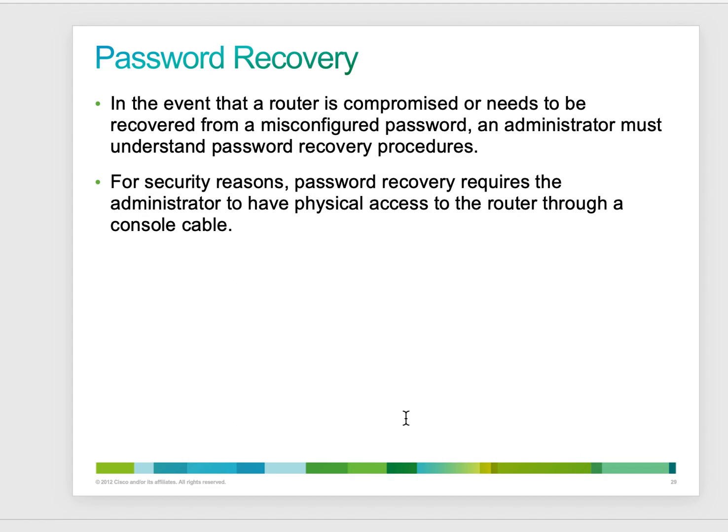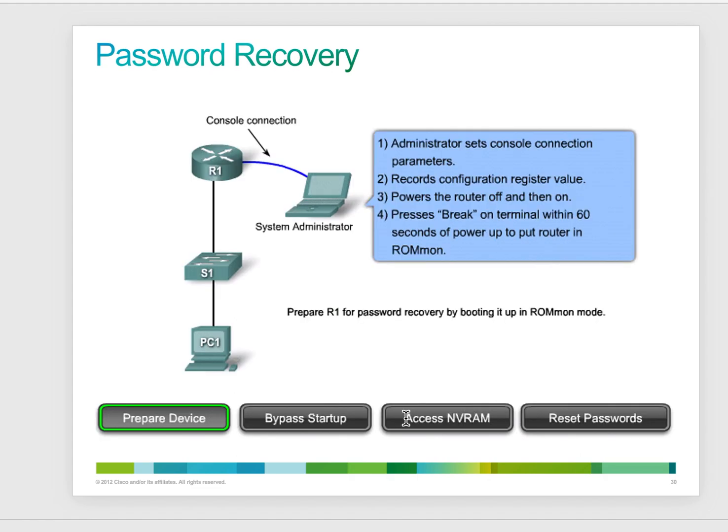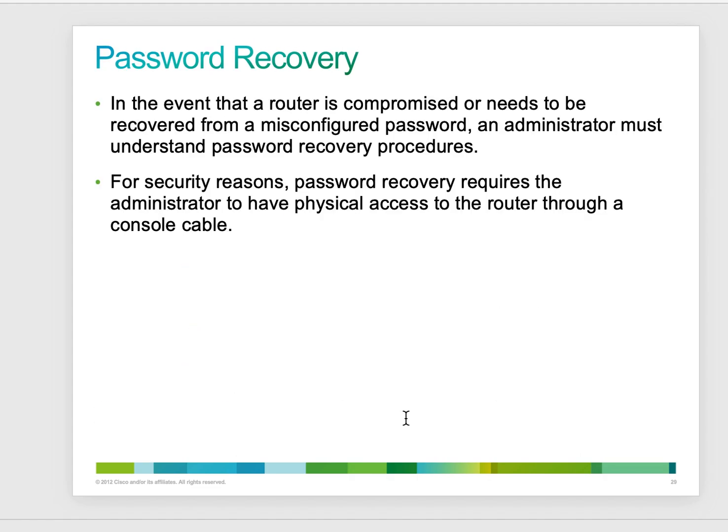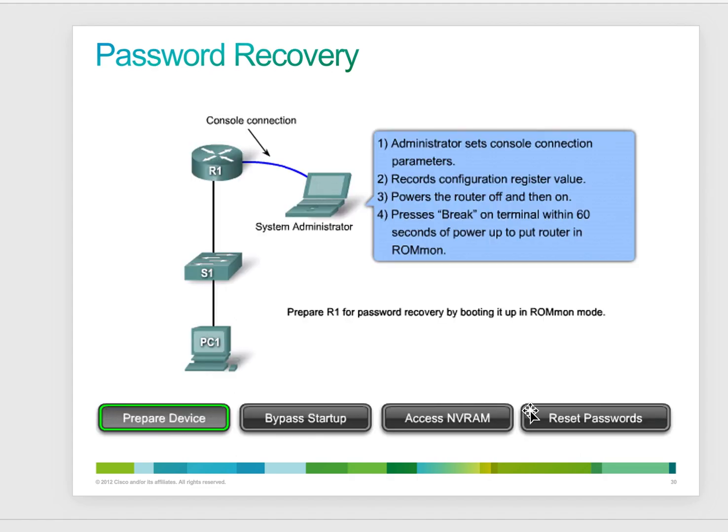For security reasons, password recovery requires the administrator to have physical access to the router through a console cable. So you're going to bring your computer to the router physically, through a console cable. So you connect your system administrator laptop to the router directly through a console connection. Okay, so you're going to do this physically. If anything has happened to the router, if it has been compromised, you have to come physically and bring your system like this.